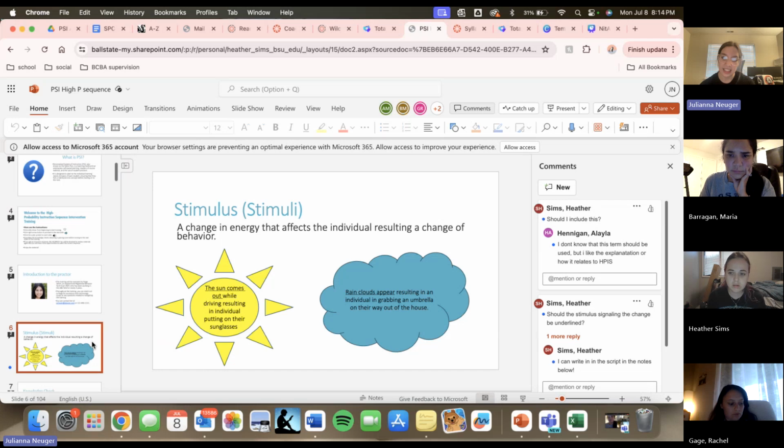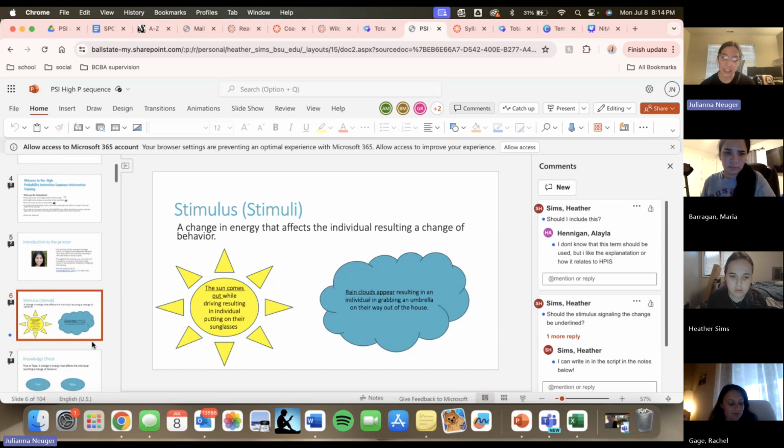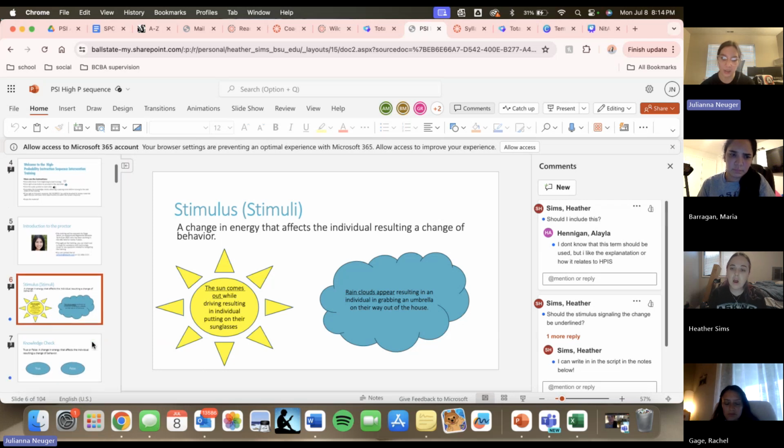And then the slide about stimuli I thought was really nice. I liked the little graphics that they included about what stimuli are and then underlining the part signaling the stimulus change. So good job to whoever made this. It looks really clean.